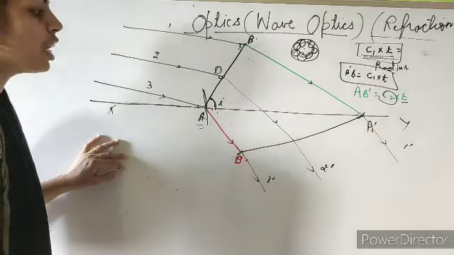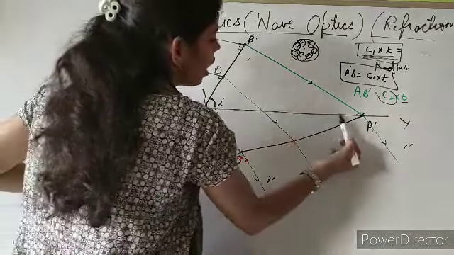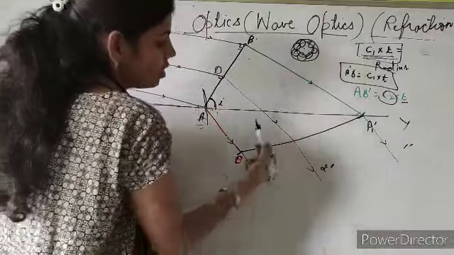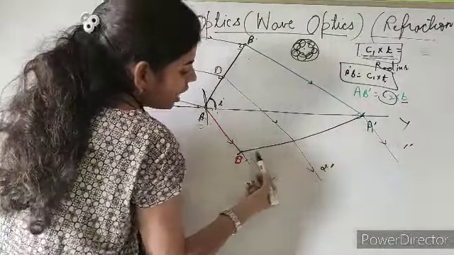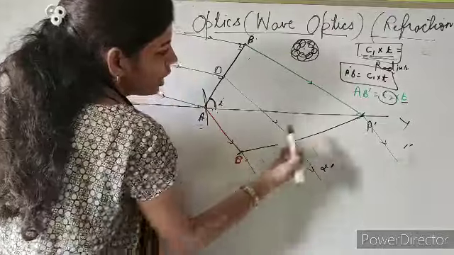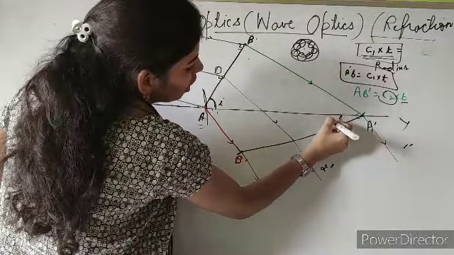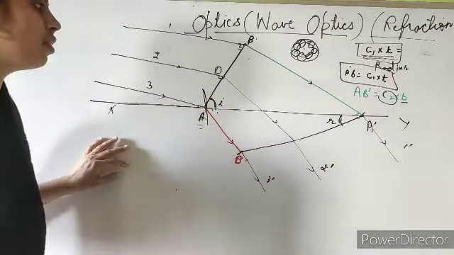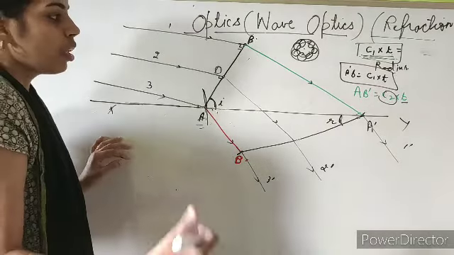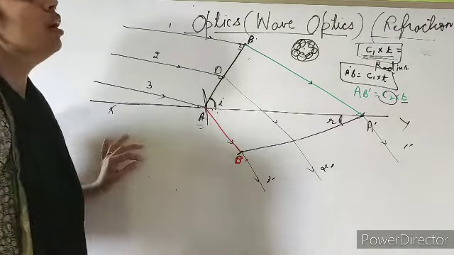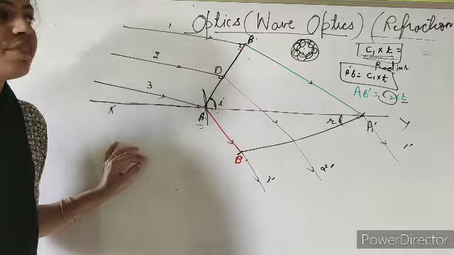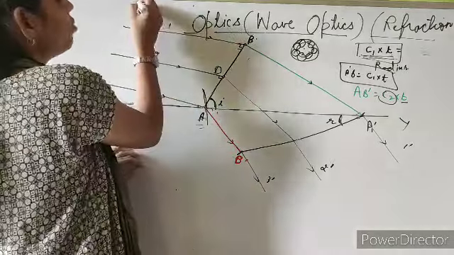Where is angle of refraction? Angle of refraction is again between the interface, this surface, and the secondary wavefront A dash B dash. That means this is the angle of refraction R. Now students, you know we have to prove the laws of refraction based on the wave theory.